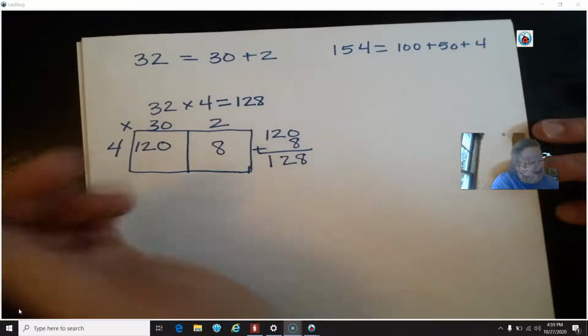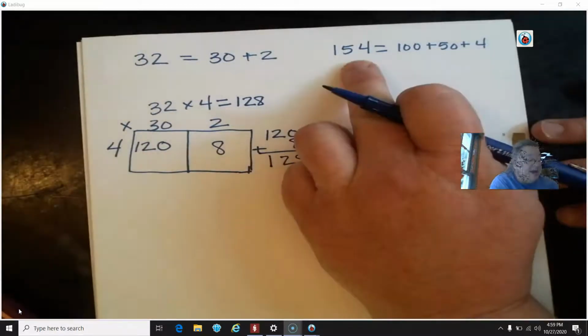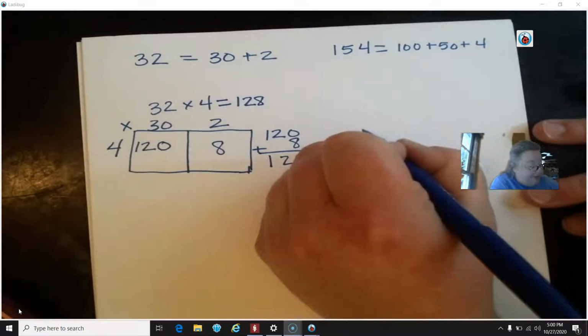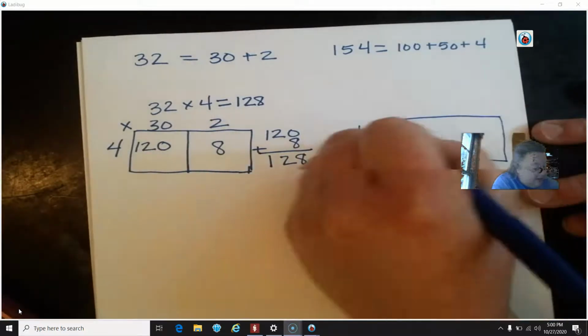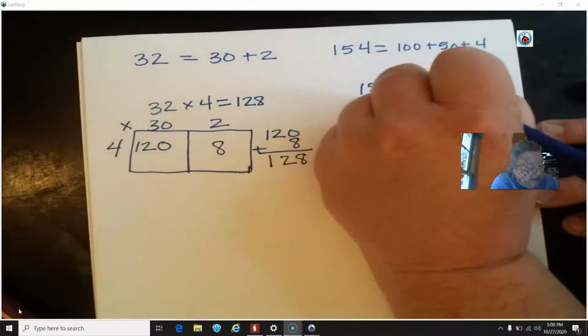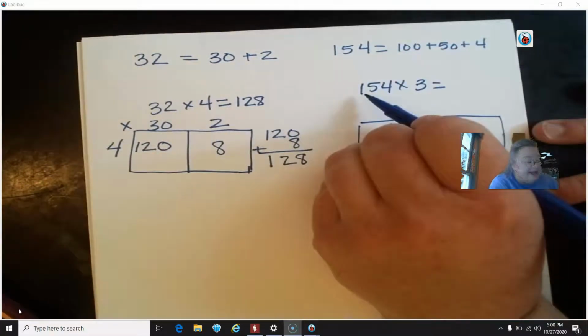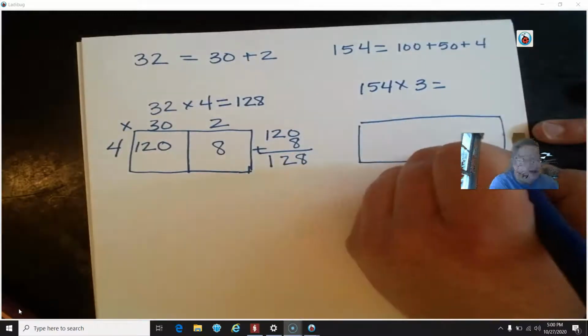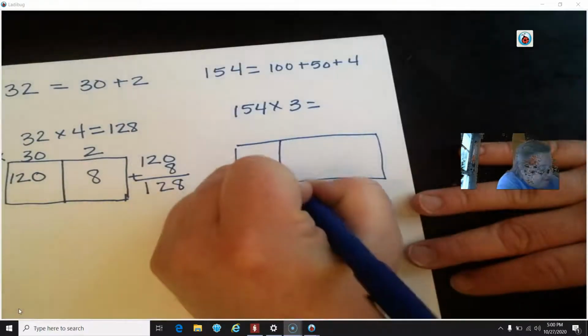Okay? So now I'm going to do another example, and this time a 3-digit number times a 1-digit number. So I'm going to draw my box. We'll do the same number again. We'll do 154 times 3. Because I now have 3 place values, I'm going to divide my box up into 3 pieces. Let me be sure you guys can see that.